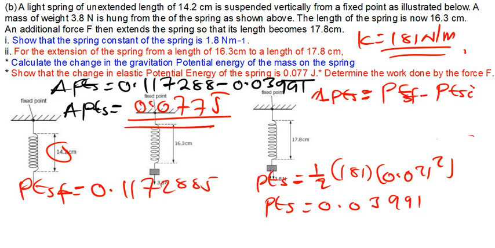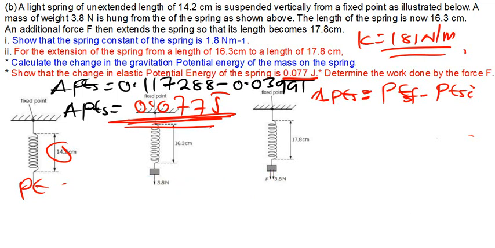So the next question is to determine the work done by the force F. It's just simple. If you have both elastic potential energy and gravitational potential energy, just get the change in elastic potential energy minus the change in gravitational potential energy. That would be the work done by the force.